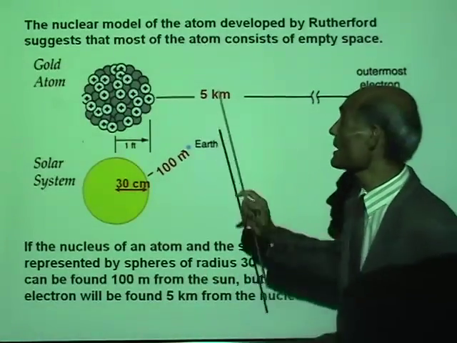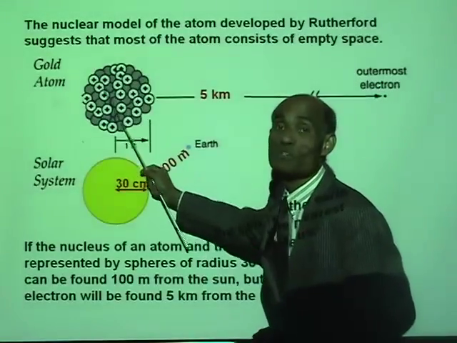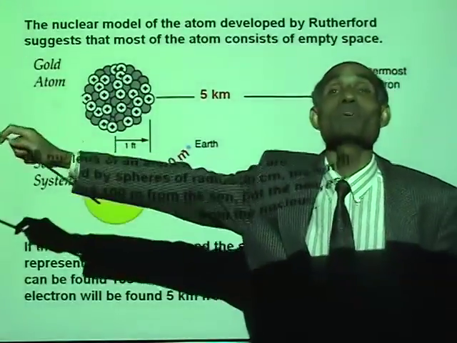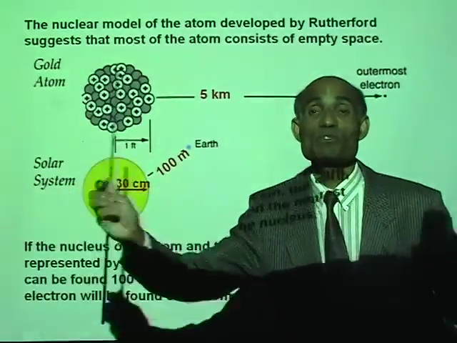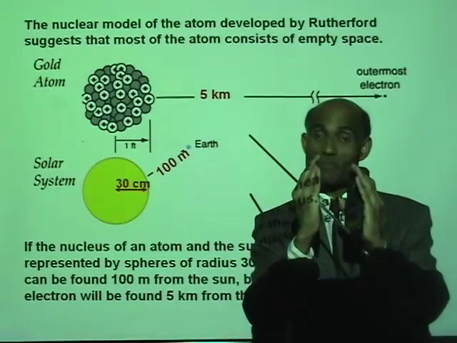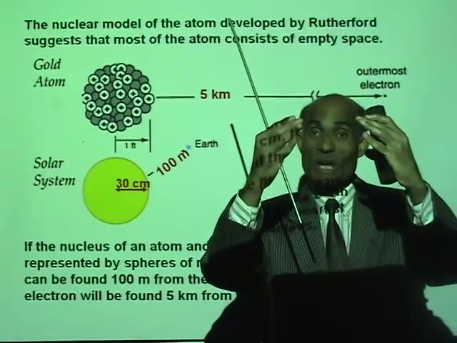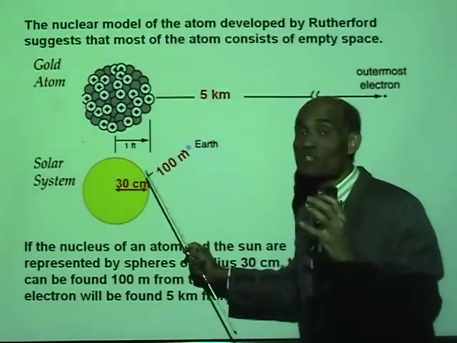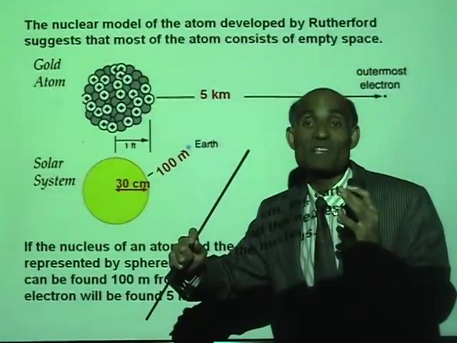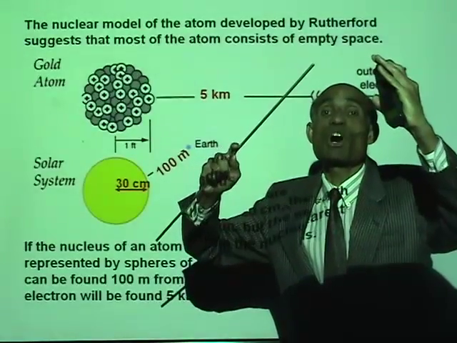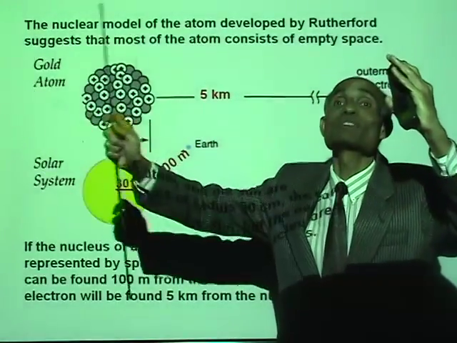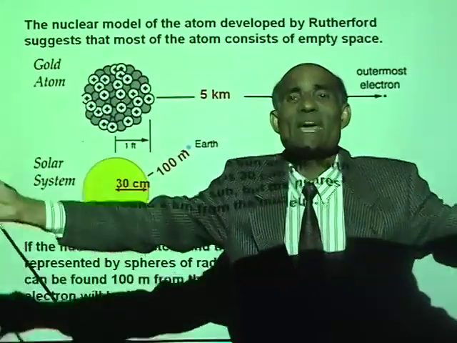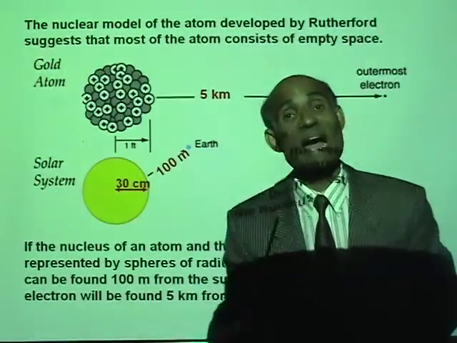And on the same scale, when this is the nucleus, the first electron will be 5 kilometers away. You see that? If you bring down the solar system and a gold atom to the same scale, when the Earth is 100 meters from the sun, the first electron will be 5 kilometers from the nucleus. You can imagine the enormity of the empty space that an atom is.